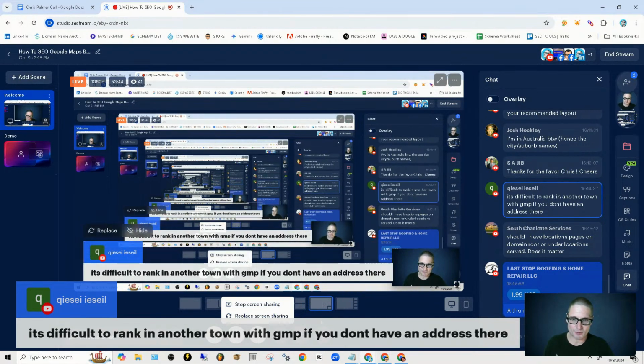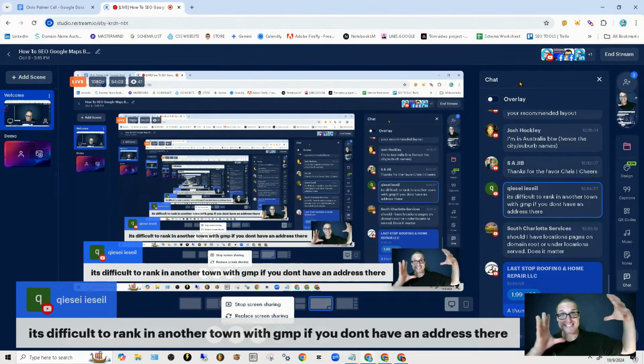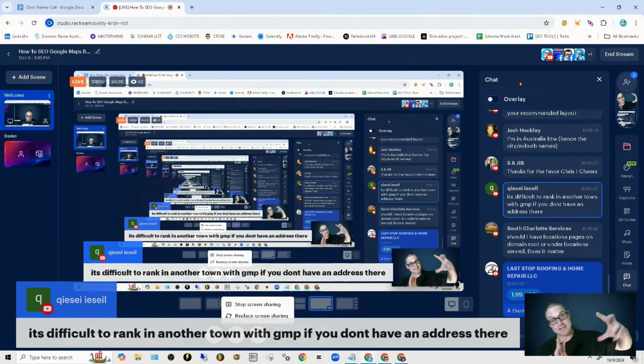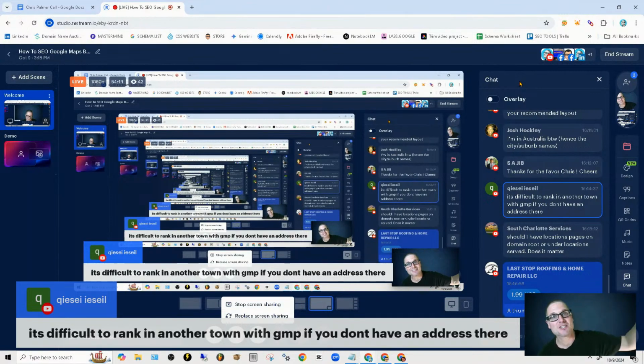Quiseni says it's difficult to rank in another town with GMP if you don't have an address there. That is 100% correct. You are not kidding. But just like I shared with this boiler, if you identify a city area, you can hit all those towns. Sometimes that's 10 miles, sometimes more, sometimes less. But generally within the city that you're in, you can hit the surrounding areas without a shadow of a doubt.